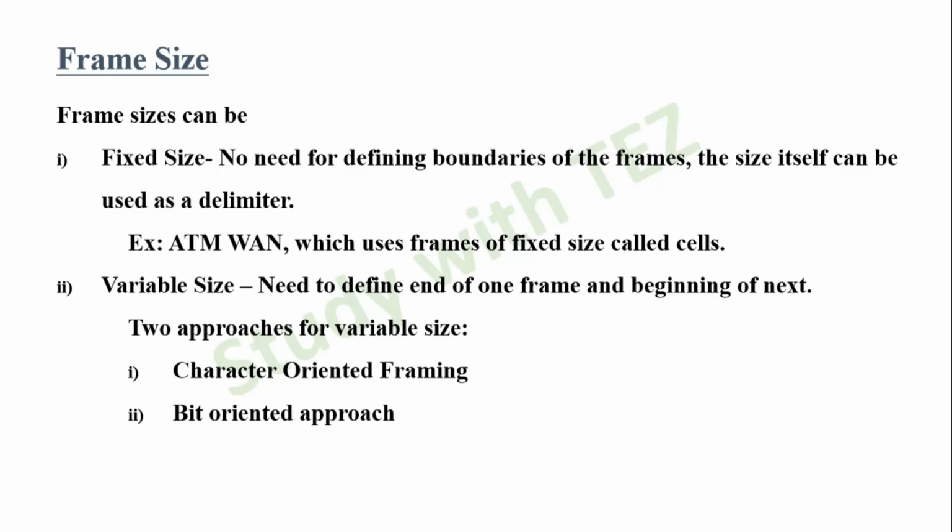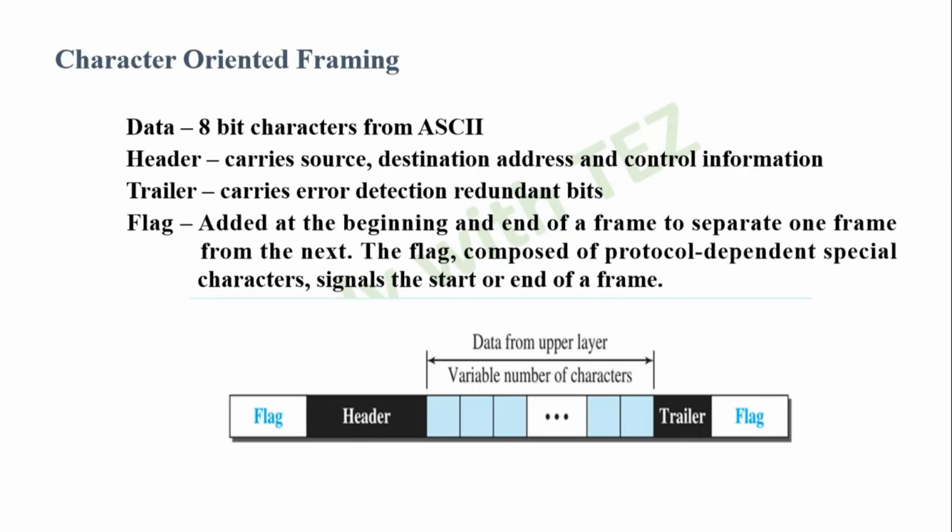In variable size, the size is not fixed. That's the reason we have to tell where the frame starts and where the frame ends. So the beginning and end of the frame have to be marked. For that there are two approaches: character oriented framing and bit oriented framing. What is character oriented framing? If you can see in this frame, the data is made of 8-bit characters from ASCII. With that we have a header, a trailer, and two flags, one to mark the beginning of the frame and another to mark the end of the frame.